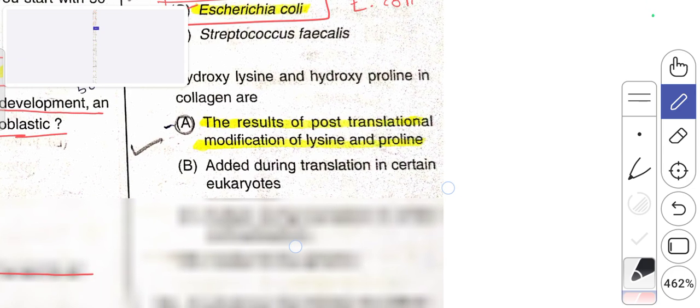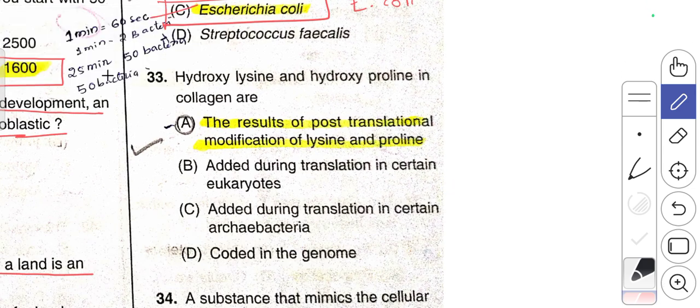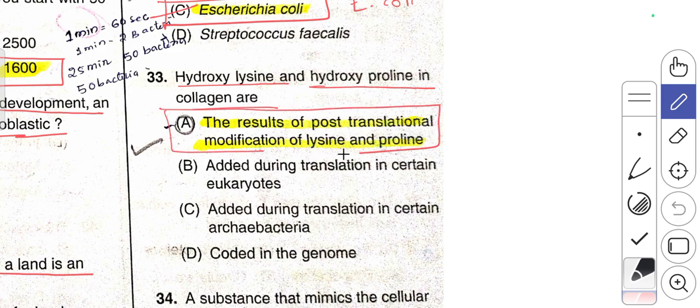Then 33. Hydroxylysine and hydroxyproline in collagen are, so these are the result of post-translational modification of lysine and proline. So A is the right answer.